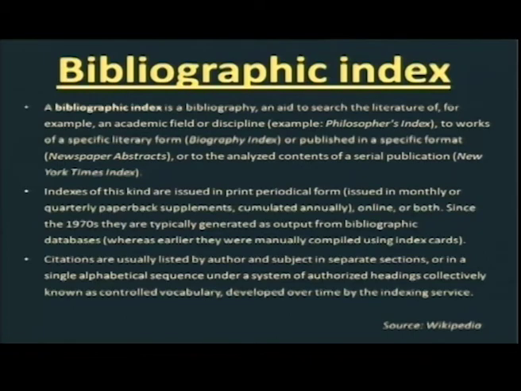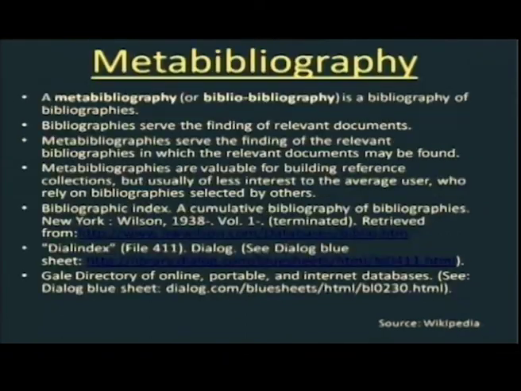Indexes of these kinds are issued in print periodical form, issued in monthly or quarterly paperback supplements, cumulative annually, online or both. Since the 1970s, they are typically generated as an output from bibliographic databases. Citations are usually listed by author and subject in separate sections or in a single alphabetical sequence under a system of authorized headings, collectively known as controlled vocabulary, developed over time by the indexing service.